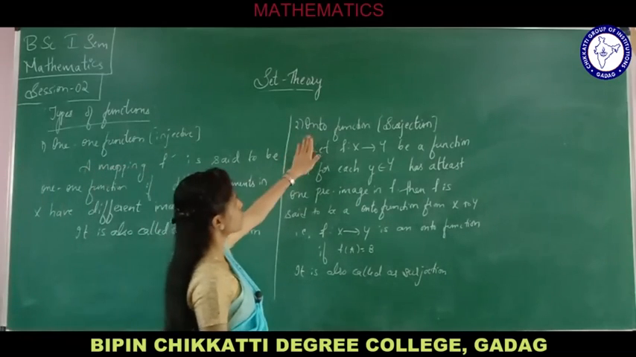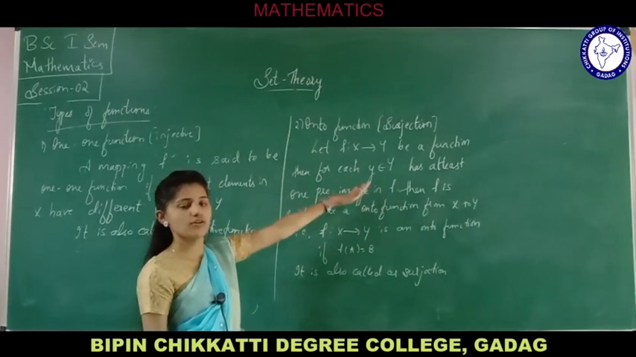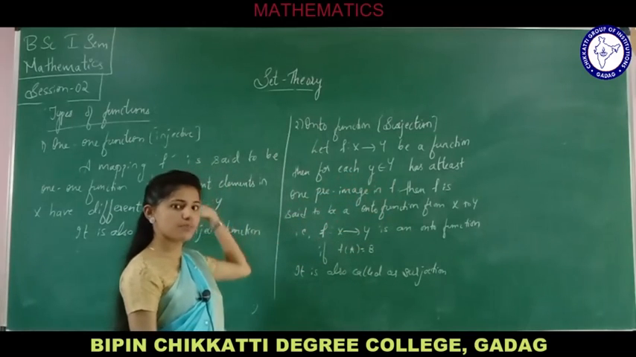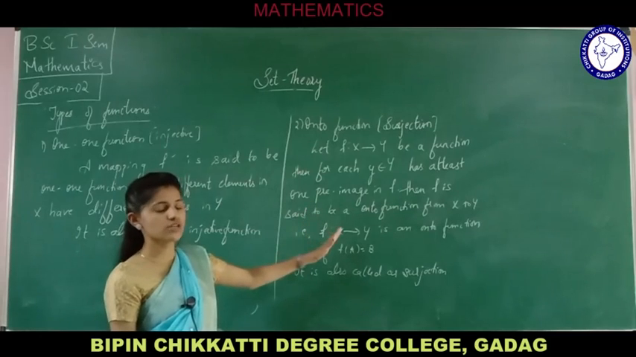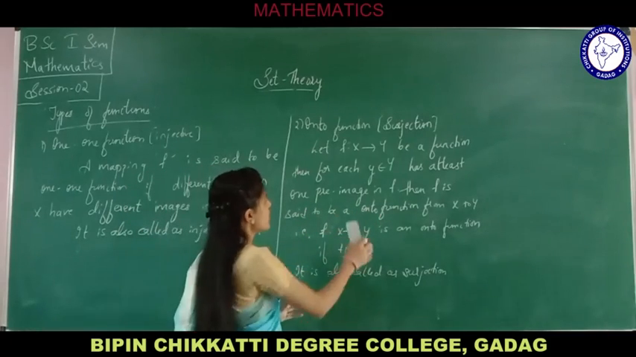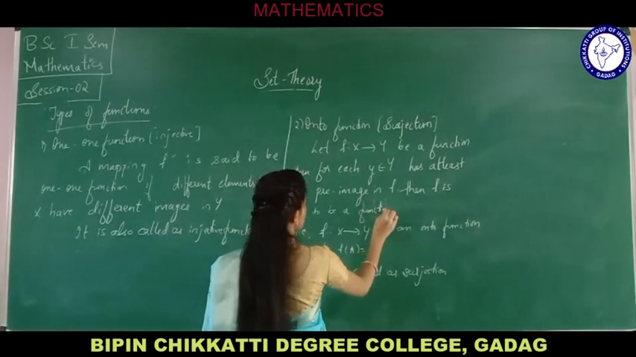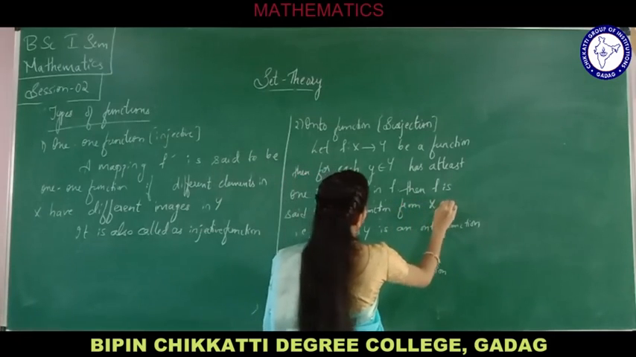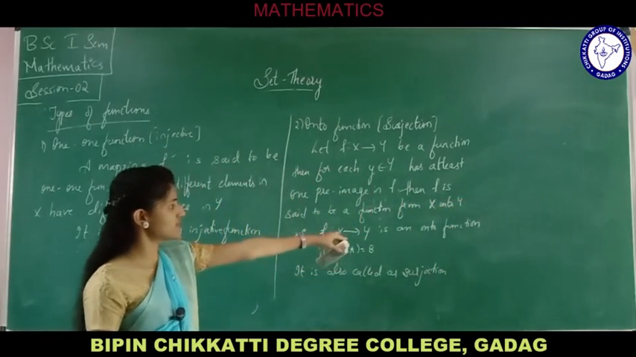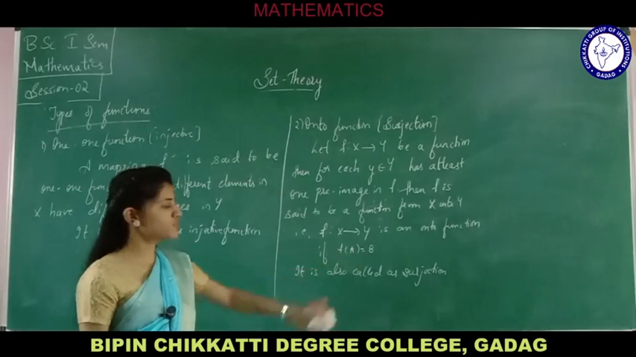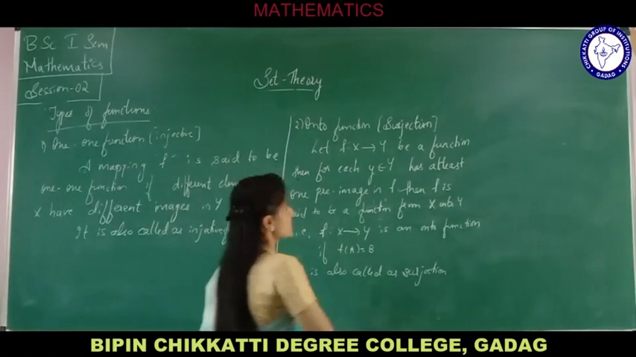The same way, for an onto function, let f from X to Y be any function. If for every element of Y there exists a pre-image under f, then we call it a function from X onto Y. We can also write it as a function from X onto Y, nothing but an onto function. That is, f from X to Y is an onto function if f of a is equal to b. This is also called a surjection or surjective function.